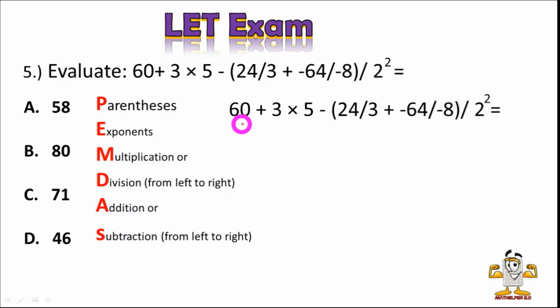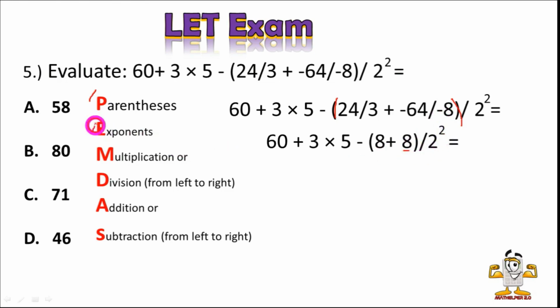So, 60 plus 3 times 5 minus the quantity negative 24 divided by 3 plus negative 64 divided by negative 8 divided by 2 squared. So, ang first natin hahanapin yung parentheses. So, isolve muna natin itong nasa loob ng parentheses. So, negative 24 divided by 3 is negative 8, plus negative 64 divided by negative 8 is 8 dahil negative divided by negative is positive. So, nagiging positive 8 divided by 2 squared.